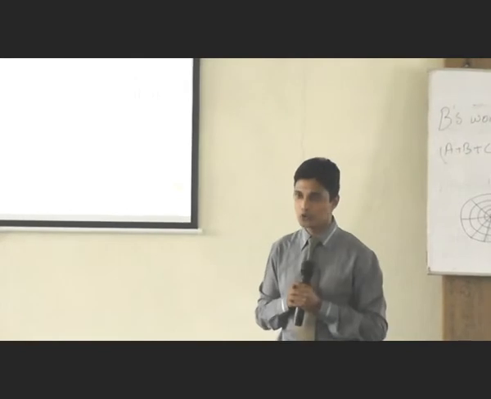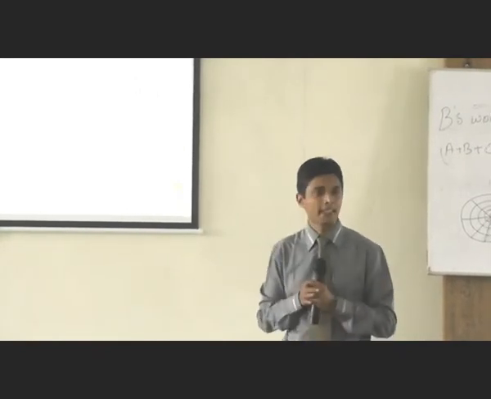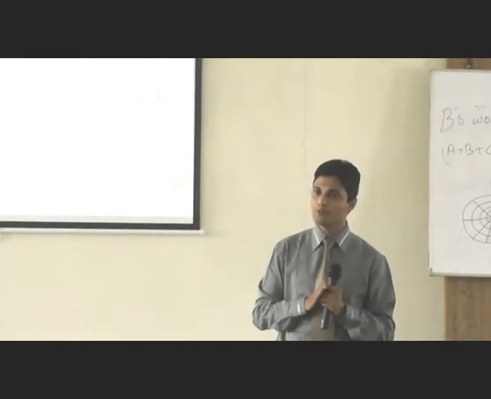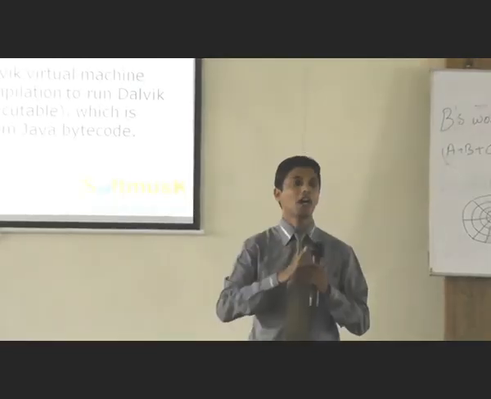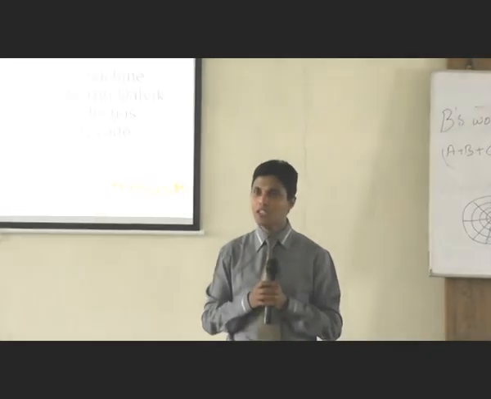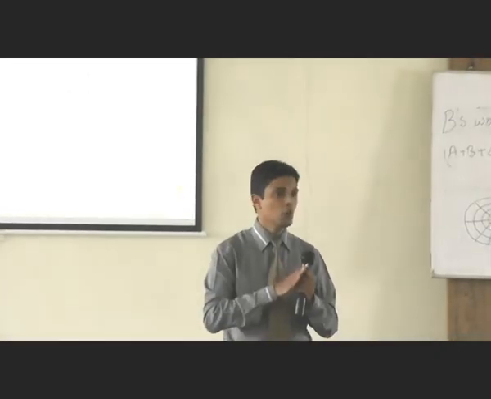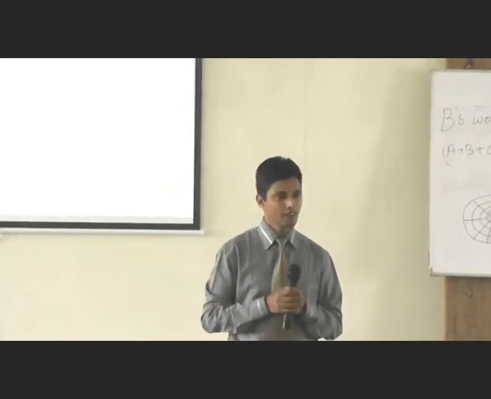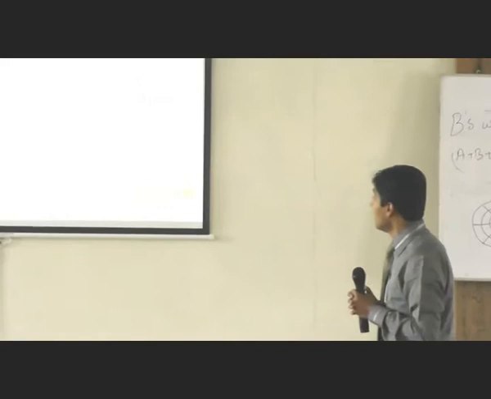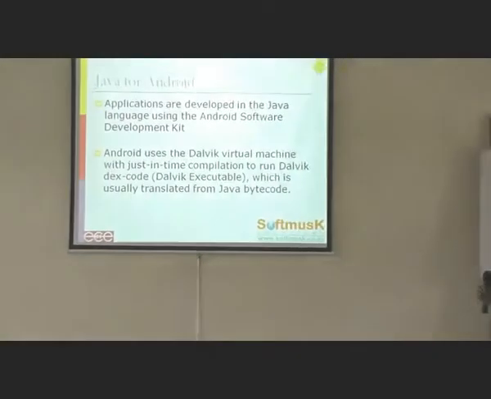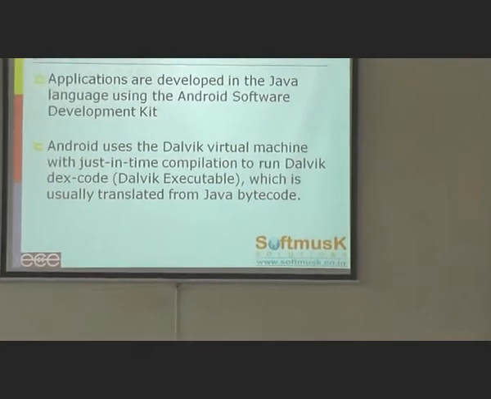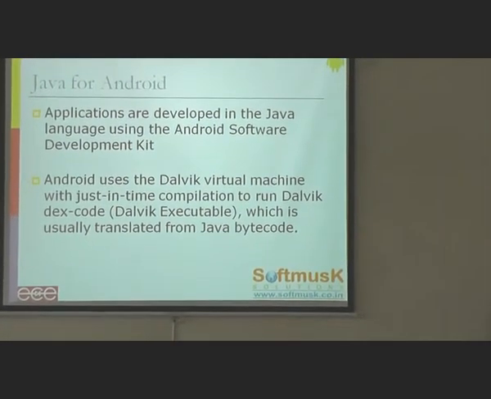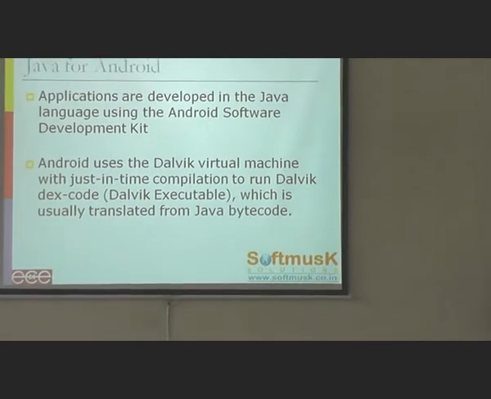Google won the lawsuit. The court gave a proceeding saying, since Java language is an open source language, you cannot say they cannot use your language. So Oracle has nothing to do with Android, but still we use Java language for Android. Android uses the Dalvik virtual machine with just-in-time compilation to run Dalvik DX code, Dalvik executable, which is usually translated from Java bytecodes.